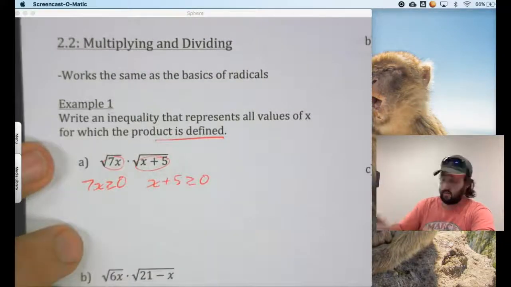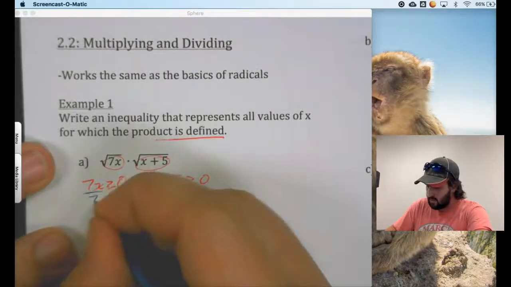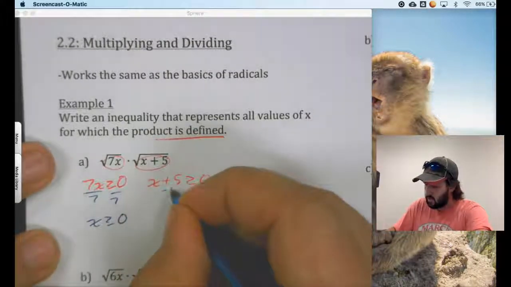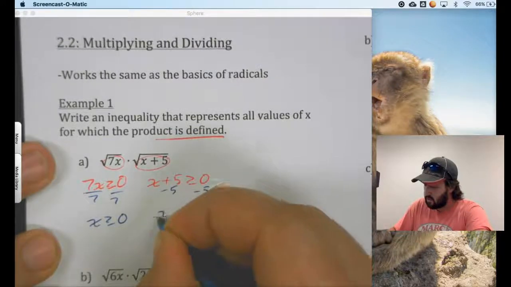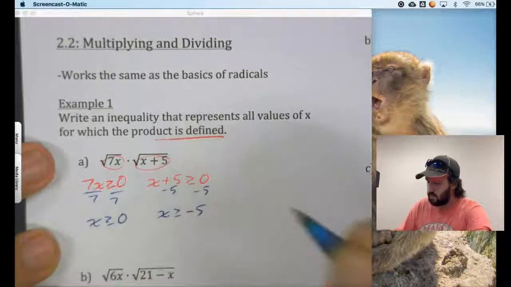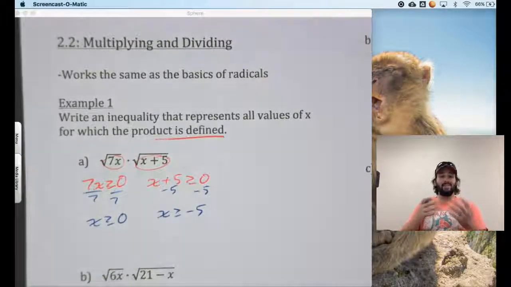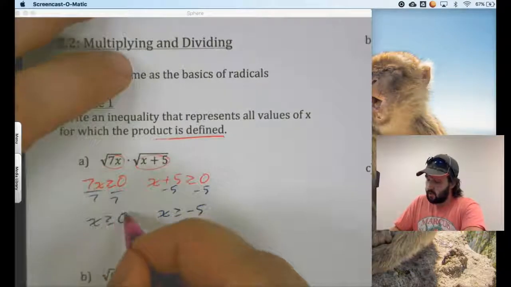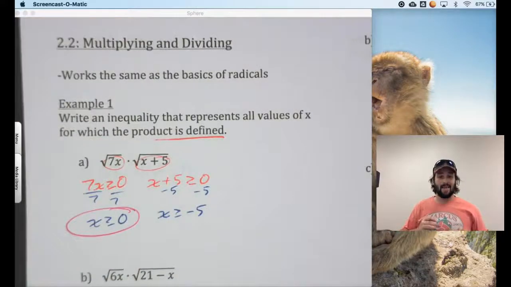So then if I solve both of these things, divide by 7, so then x needs to be greater than or equal to 0. But if I subtract 5, x needs to be greater than or equal to negative 5. So it needs to work in both of them. So the one that I choose here, the one that's actually my answer, is this one where it's greater than or equal to 0. I need that part.